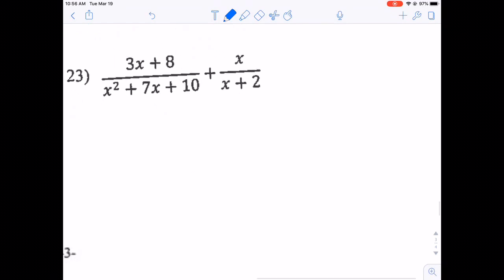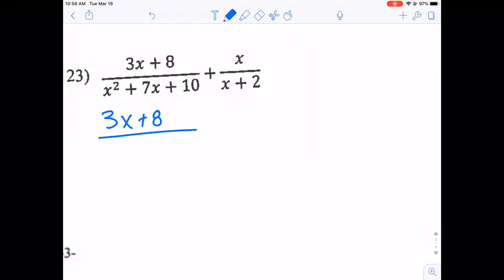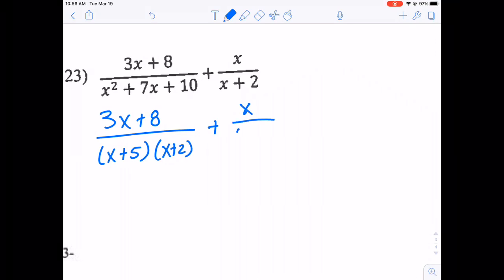We need to factor the denominators here. So in the world of adding and subtracting, we want to factor denominators first, not numerators. Although these numerators won't factor anyways. That's going to be x plus 5 and x plus 2. X over just x plus 2. Okay, so notice they both have an x plus 2. So that's part of my common denominator. My common denominator also has to have this x plus 5.